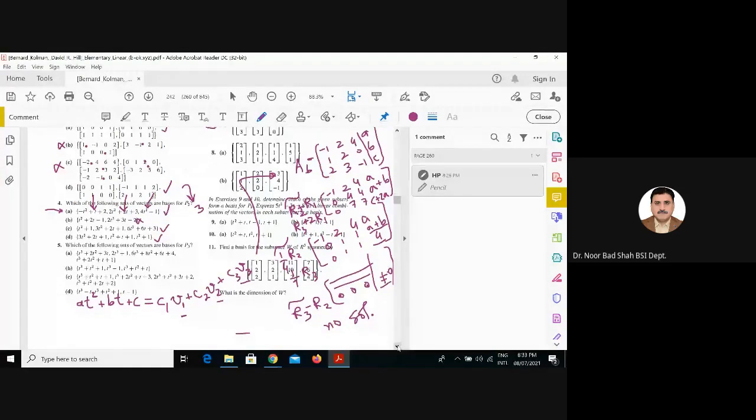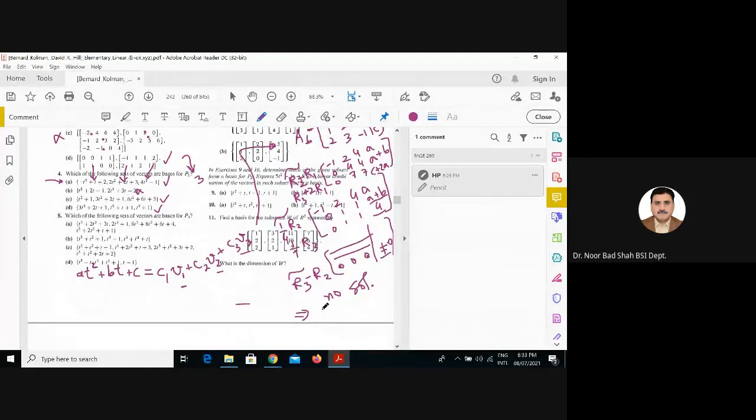You say this implies span of S is not equal to P2, you don't need to check the next condition. You would simply say, no, it is not a basis. Even though it contains 3 elements, it is not a basis.